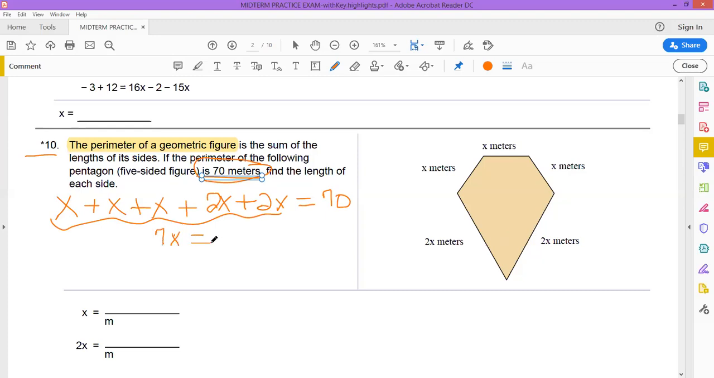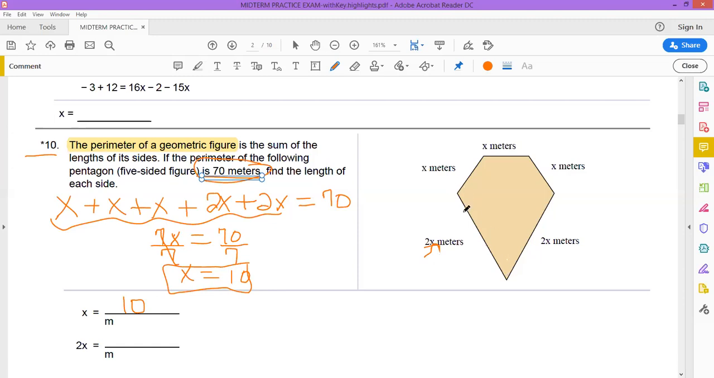And all that is equal to the right side of the equation, which is 70. And then we just solve this equation. So we'll divide both sides of the equation by 7. And we'll get x equals 10. So down here in your solution, you'll get x equals 10. But we don't stop because you're still asked to find 2x.